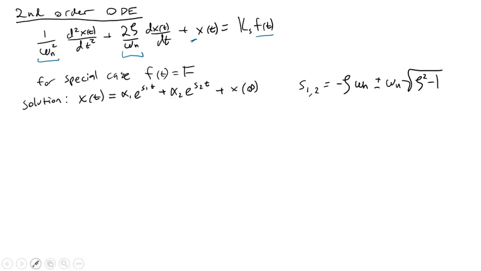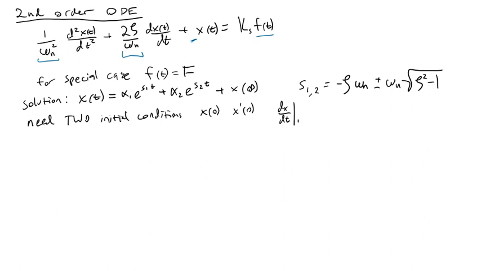In order to find that, we need two initial conditions. So not only do we need x of 0, we also need x prime of 0, or if you're writing it out the way I did above, dx dt evaluated at t equals 0. I just hate writing it out like that because it's not as compact. So we need two initial conditions, and then we will have two equations with two unknowns, and we can solve for alpha 1 and alpha 2.